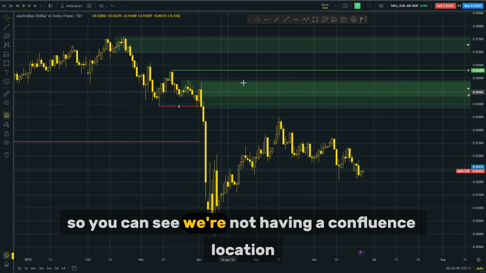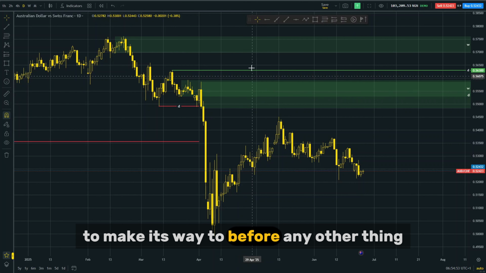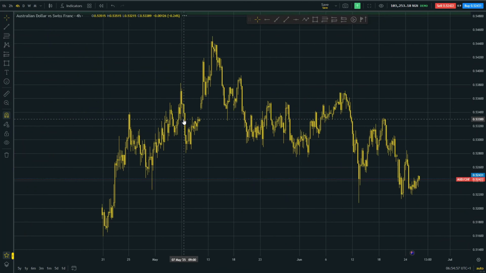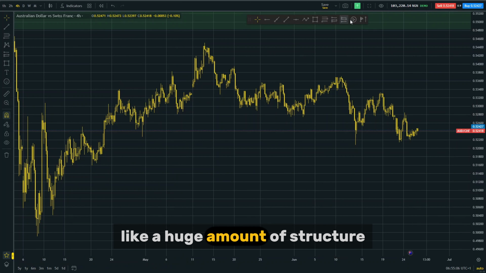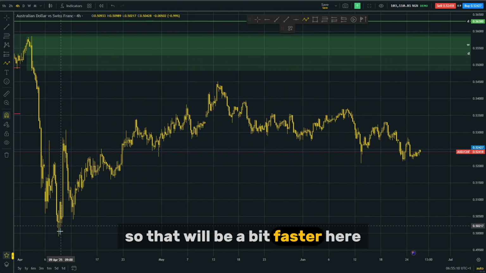So you can see we now have a confluence location where we expect price to make its way to before any other thing. So on the 4 hours, let's see if we can find something to trade with. I can see a huge amount of structure. Let's just use the part 2 so that we'll be a bit faster here.